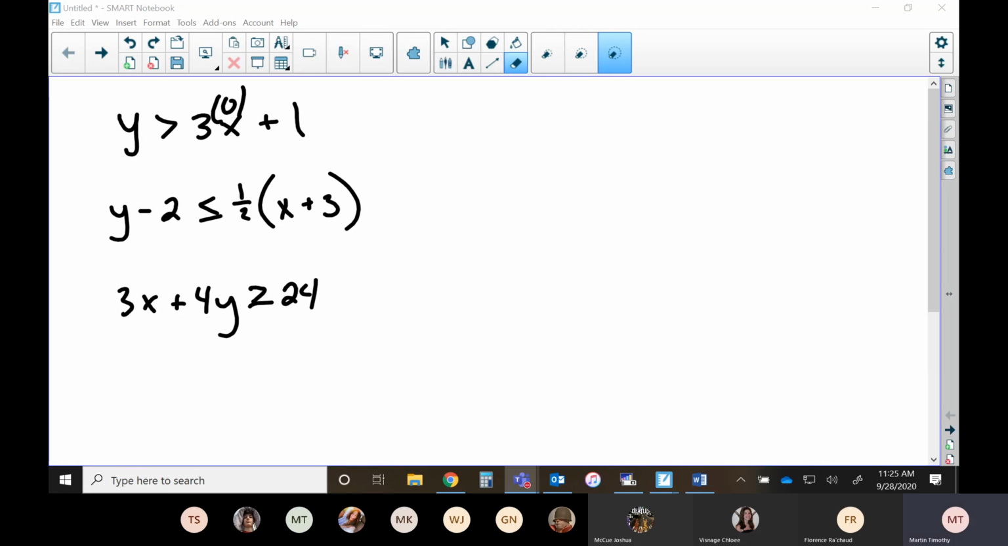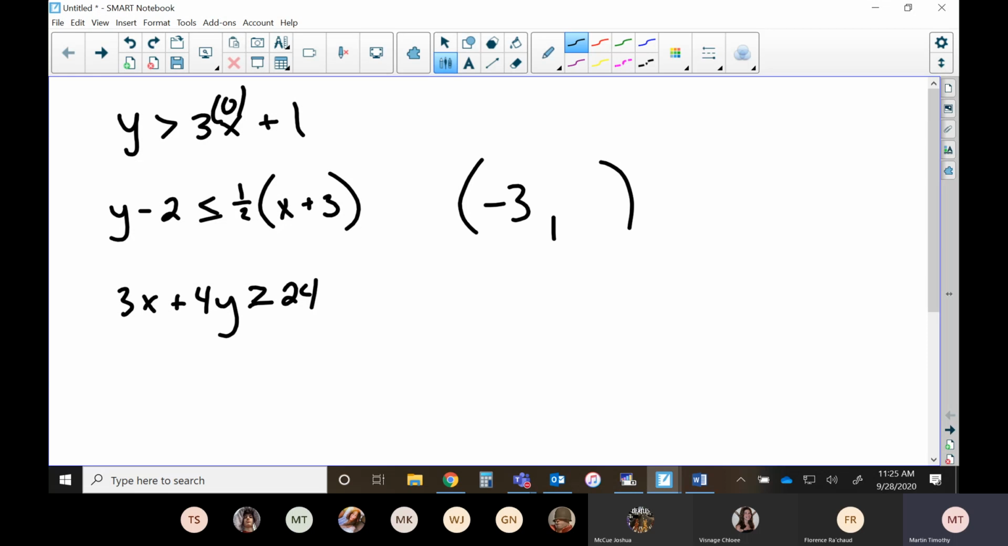All right, so here we go. If I was going to do the point slope form, first what I would do is grab my point. Good, -3, +2. And my slope is 1/2.